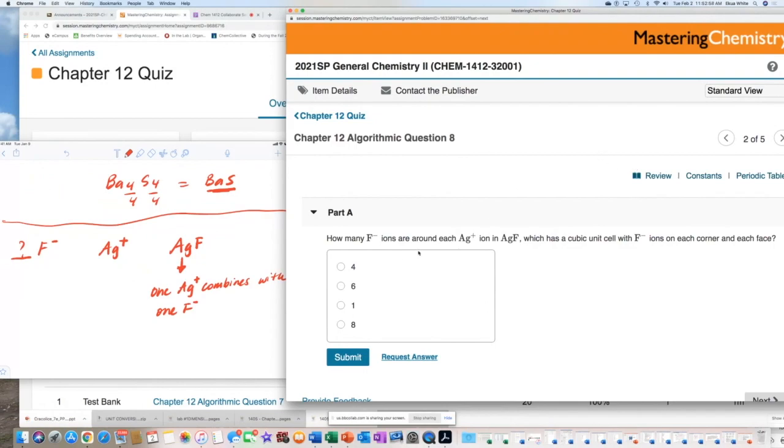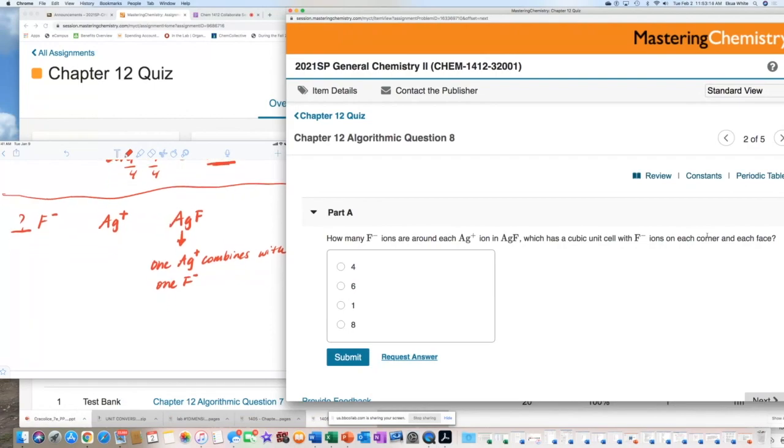Okay, so which has a cubic unit cell with F minus ions on each corner and each face. Now that I'm looking at the question and working it out in detail, I'm like, wait a minute, isn't this kind of the same? Couldn't they mix this up a little bit, people? Listen, it's hard to write questions. It's not as simple as it seems.